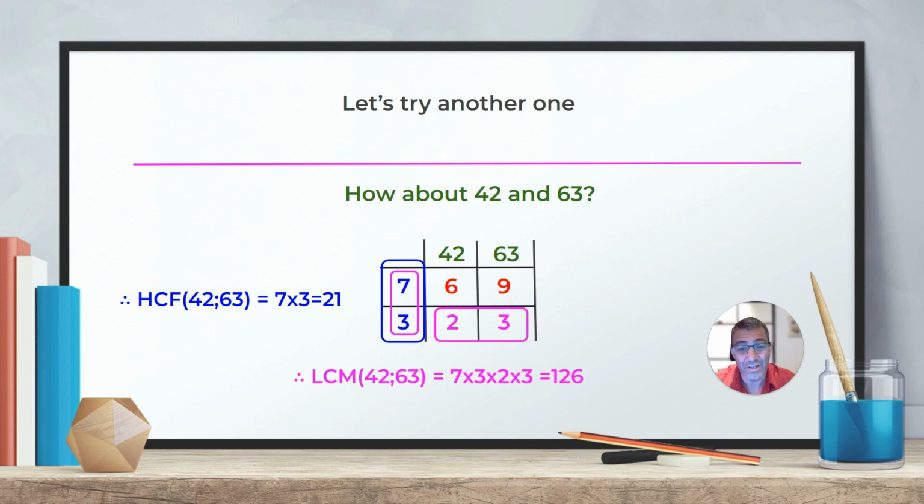And so this shelving method is really amazing because it gives you the HCF and the LCM immediately, which is super, super quick, and we're very happy when we can do mathematics and do it quickly.